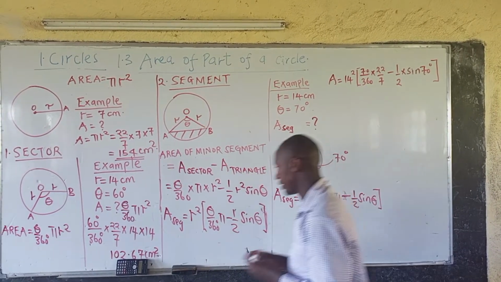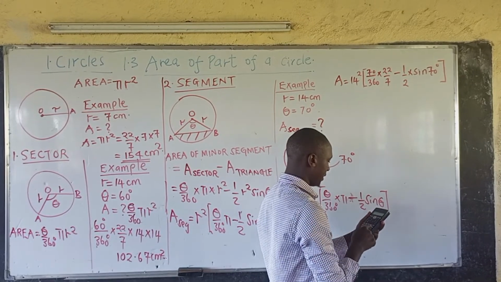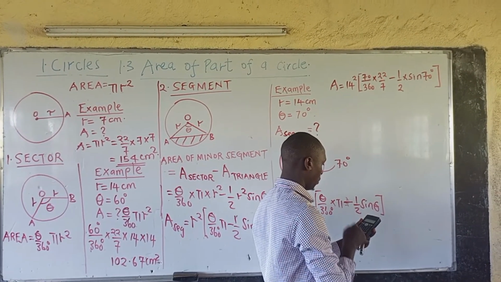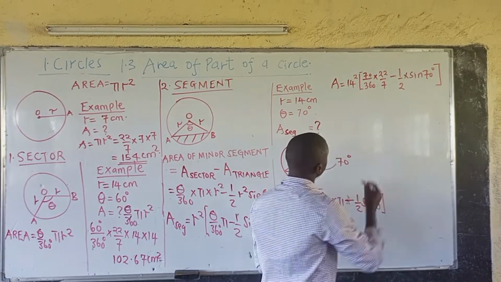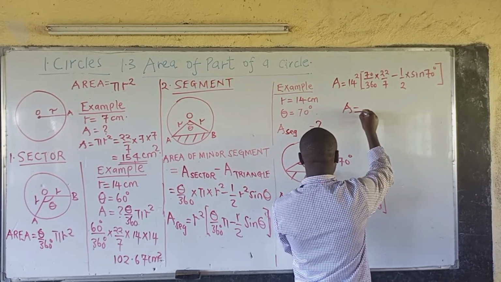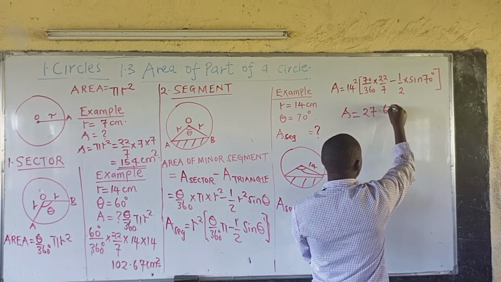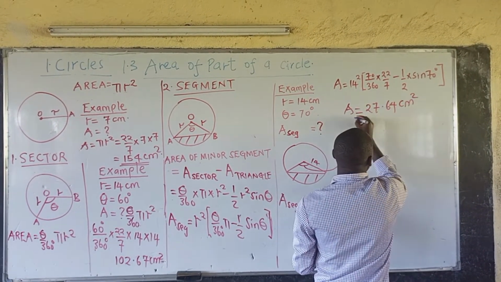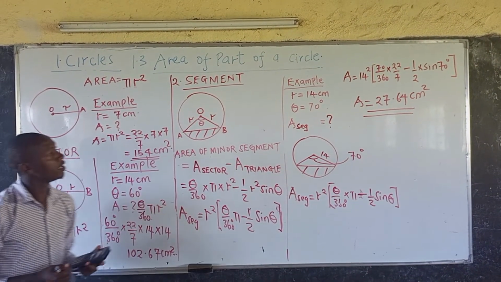So let me grab a calculator very fast. Let me do that. So the area is going to be exactly equal to 27.64 centimeters squared. And that is how we can find the area of the segment.